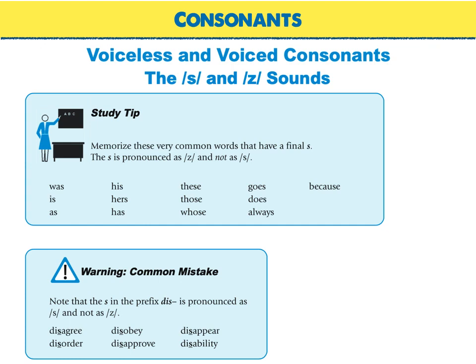Warning, common mistake. The S in the prefix dis is pronounced as S and not as Z. Examples: disagree, disorder, disobey, disapprove, disappear, disability.